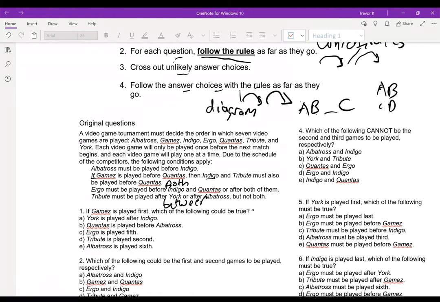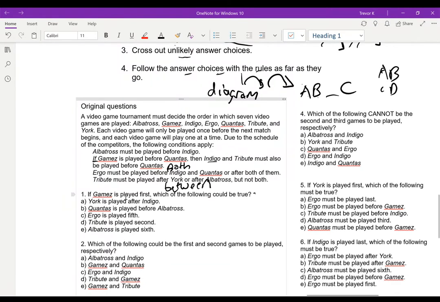All right, cool. So now I understand the rules. Now let's go to the questions, and I'm going to follow these rules with the questions. Games is played first, which of the following could be true? If Games is played first, it must be played before Qantas, which means Indigo and Tribute must also be played before Qantas. All right, York is played after Indigo. That's probably fine, right? The only rule here is rule 4, which means York could be at the end and then Indigo could be first. So I'd pick that one. And if I was pressed for time, I'd just leave it there. But I'm not pressed for time, so let me go through the rest of these.